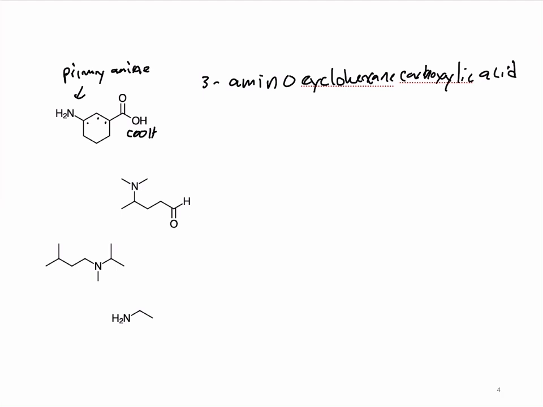On the second molecule, we have an aldehyde. We have 1, 2, 3, 4, 5 carbon atoms in this chain. So that would be pent as our parent name.